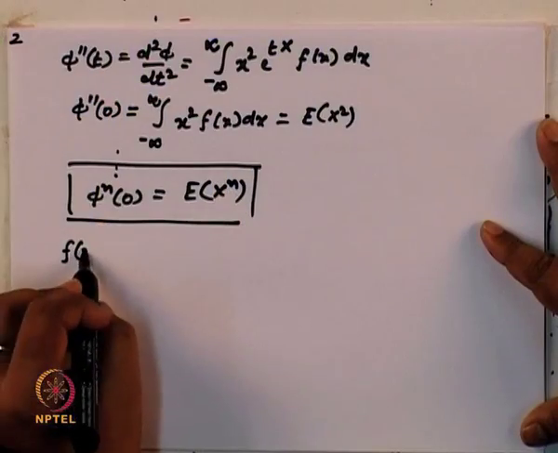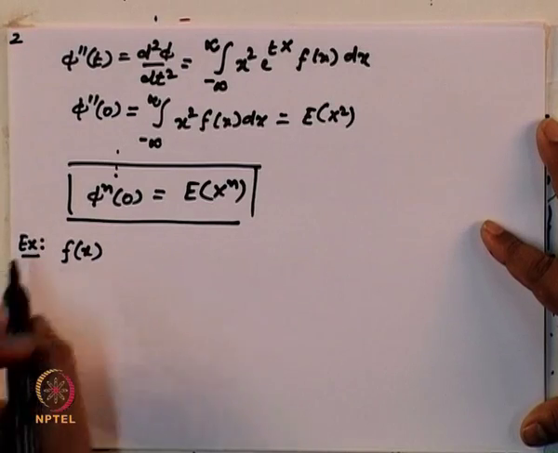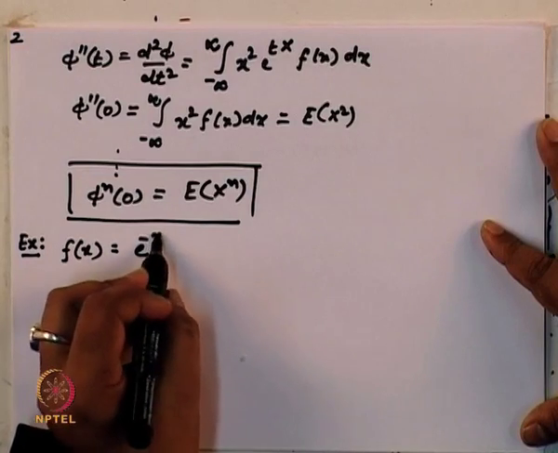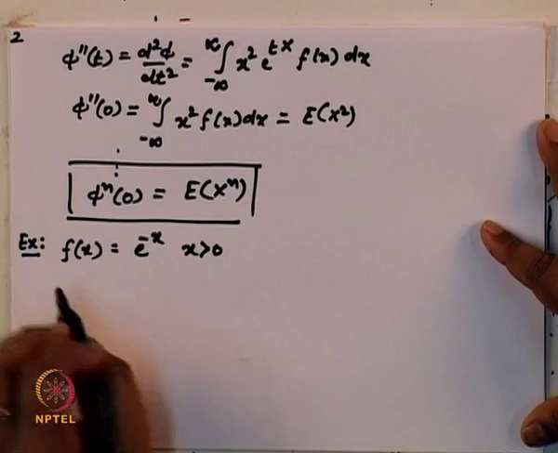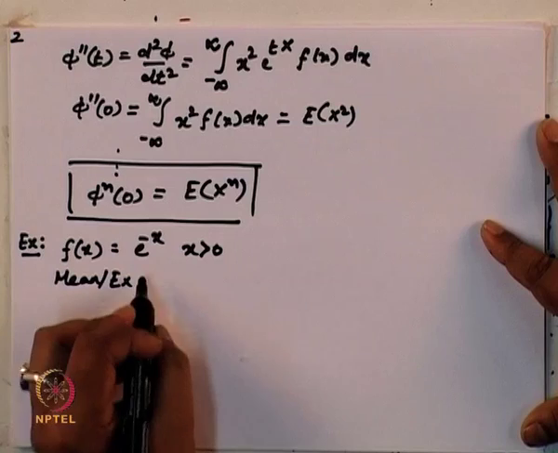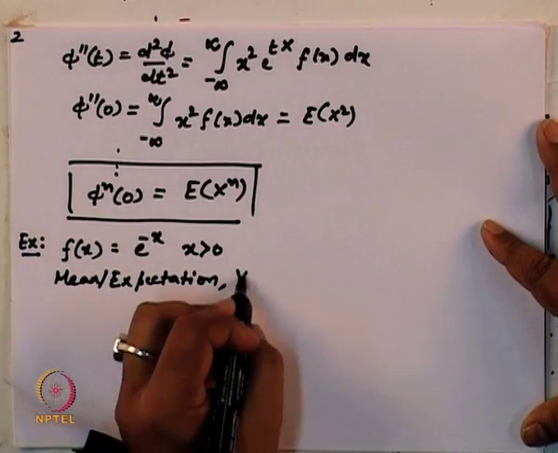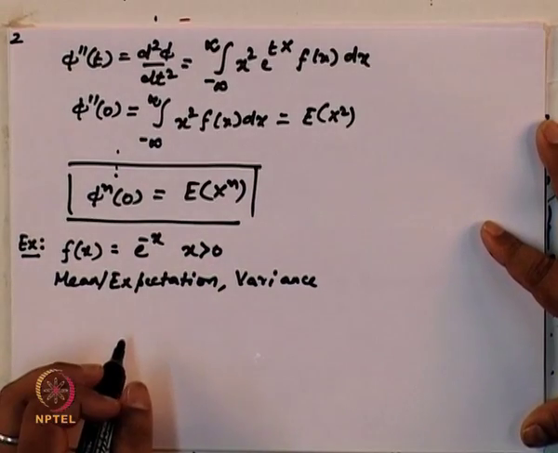So, let us solve an example to test it. Imagine you have a probability density function f of x. So, this is an example, which is given by e to the power minus x for x greater than 0. Okay. I want to calculate the mean or expectation and variance of this population.